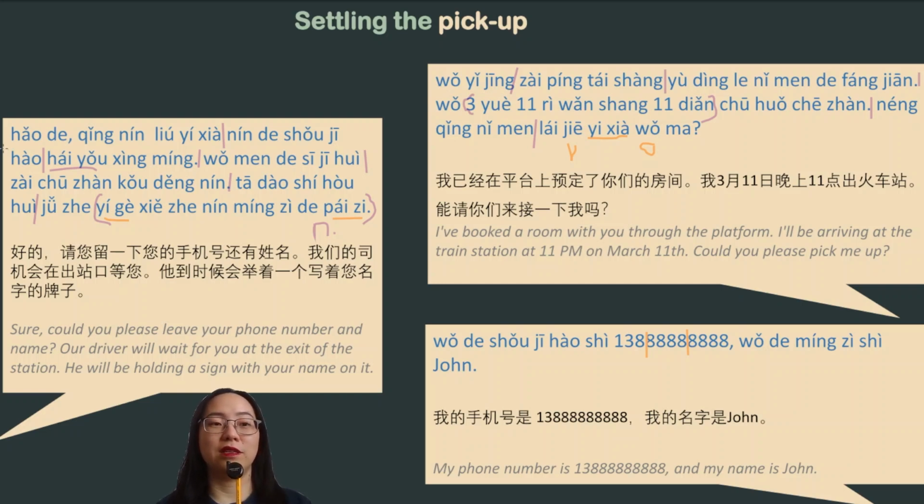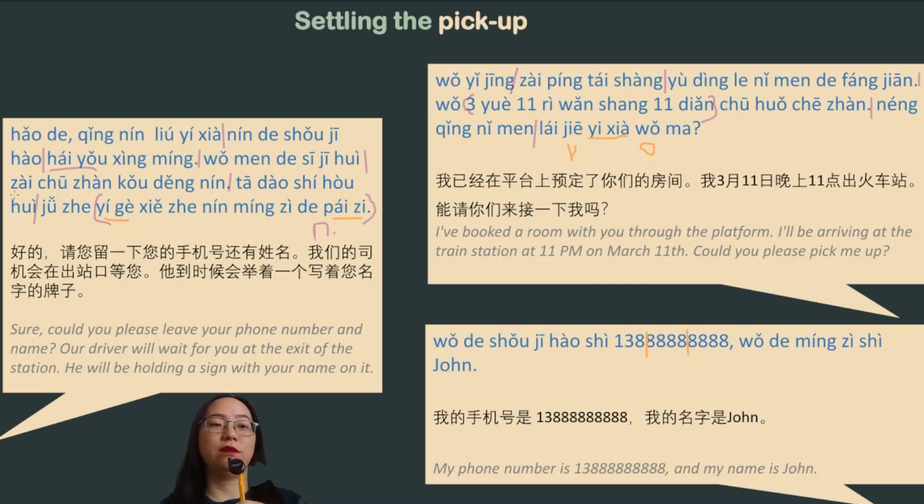In that case, the sentences are 好的 sure 请 please 您 you 留一下 to leave 一下您的 your 手机号 phone number. 号 means number, 手机 means phone, 还有 means also or and, 姓名 your name. 姓 means surname, 名 means the first name. 我们的司机会 our driver, 司机 means driver, 会 will. So this whole chunk 我们的司机会 is like our driver will.